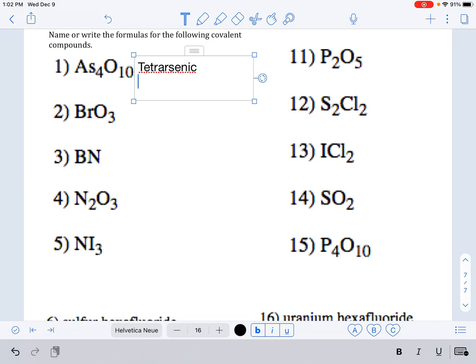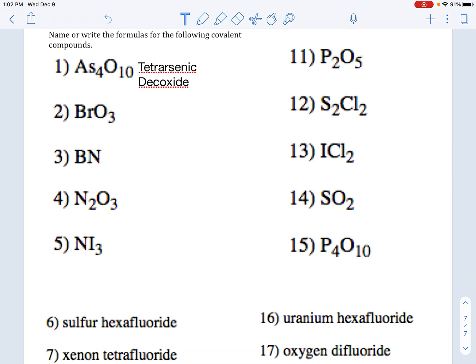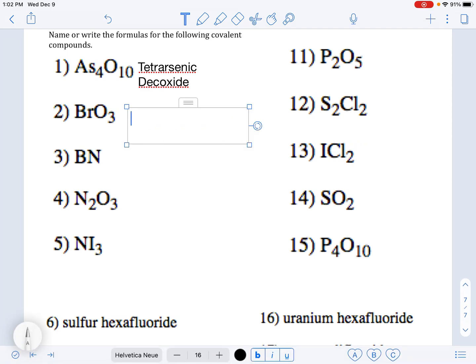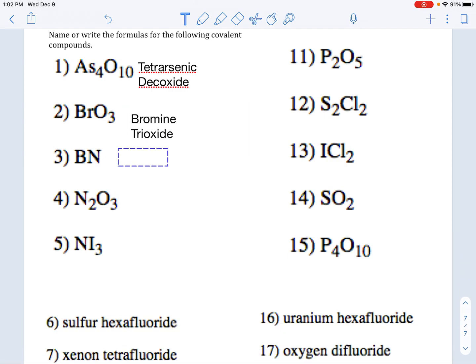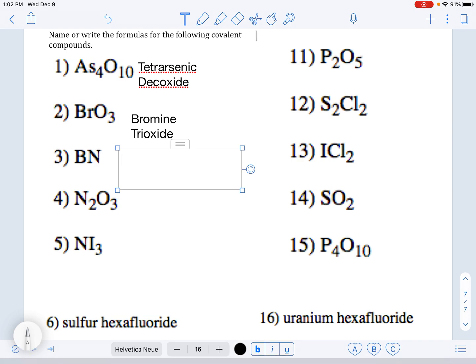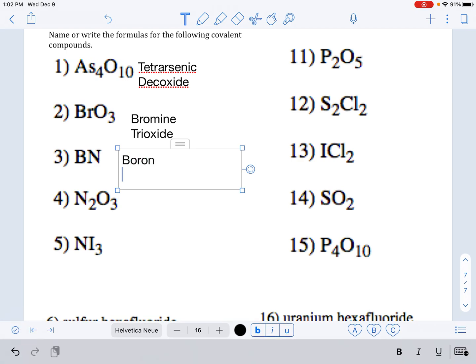I say this, tetra-arsenic. And then 10 is deca-oxide. You might see it both ways, deca-oxide or dec-oxide. Okay. Next, I have 1 bromine, but remember I don't say monobromine for my first one. Then I have 3, trioxide. Next I have B, which is just boron, and then 1 nitrogen, which is mononitride.